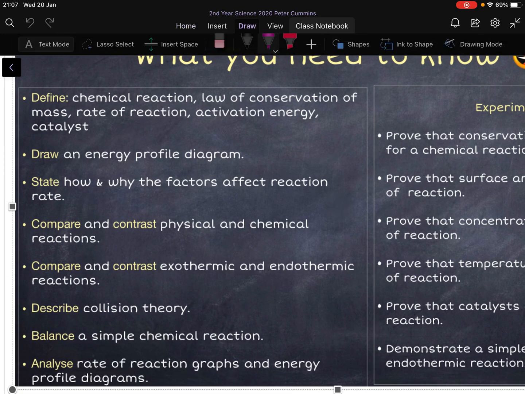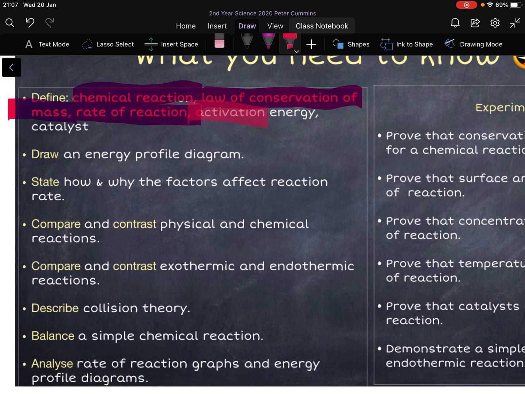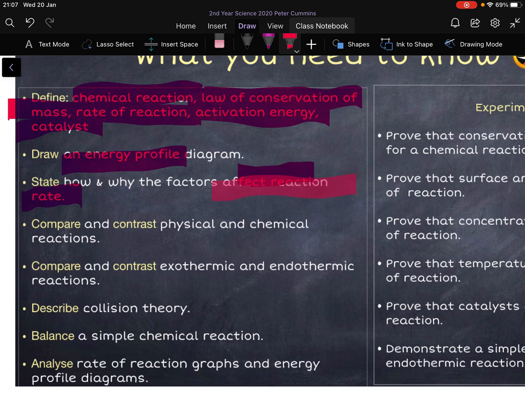So things like what's a chemical reaction. There's a couple of laws, the law of conservation of mass. How do we look at the rate? Rate's a fancy name for speed. Things like activation energy, and what's a catalyst. So all those are kind of new stuff. These energy profile diagrams. How do you mess around with the speed of a reaction?